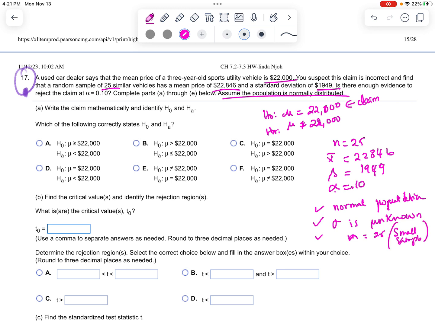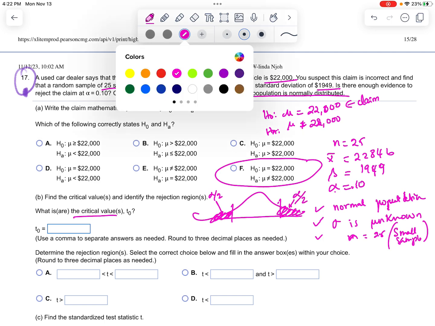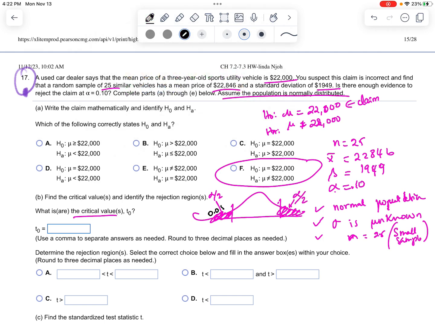Remember this. Okay, so where is my H0, HA? We start there. Now, critical values, there are going to be two because it's a two-tailed test. Alpha, you split it in half. So that's going to be alpha over 2, alpha over 2. So this is 0.05, 0.05.